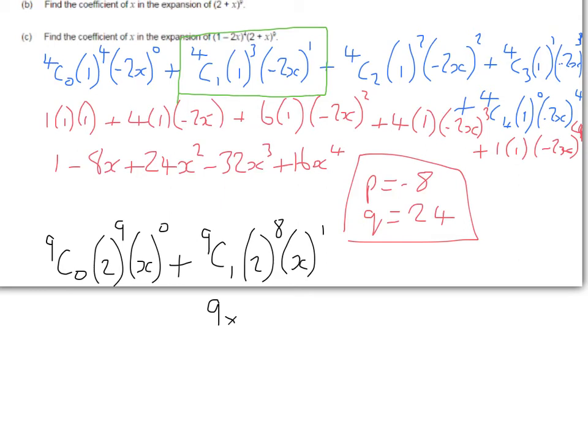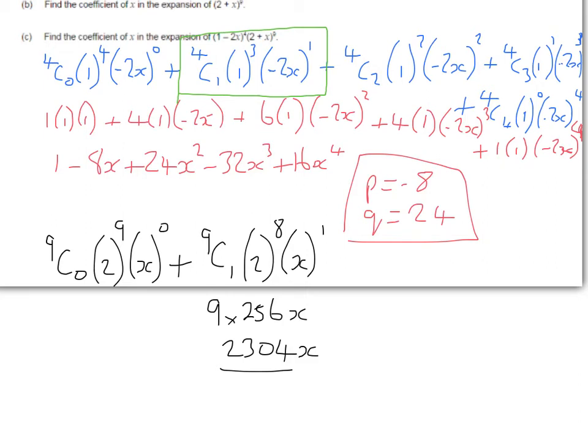multiplied by 2 to the power of 8. I'm not sure what that is off the top of my head, so I can do that on my calculator. And we get 256. So 256x. So if I carry on tidying this up, I've got now 9 times 256, which again on my calculator is 2304. So the coefficient of x in the expansion, that is 2304.